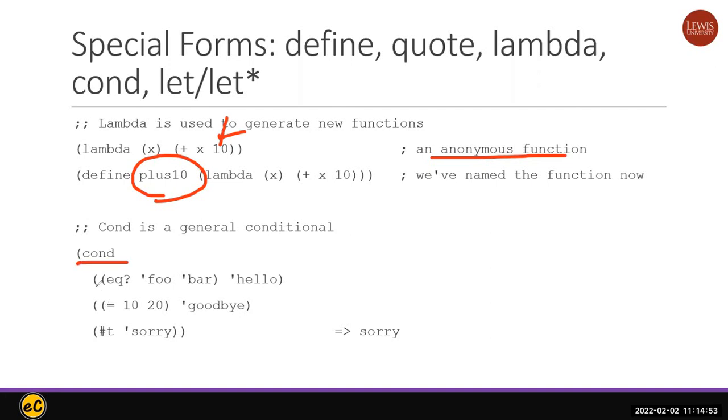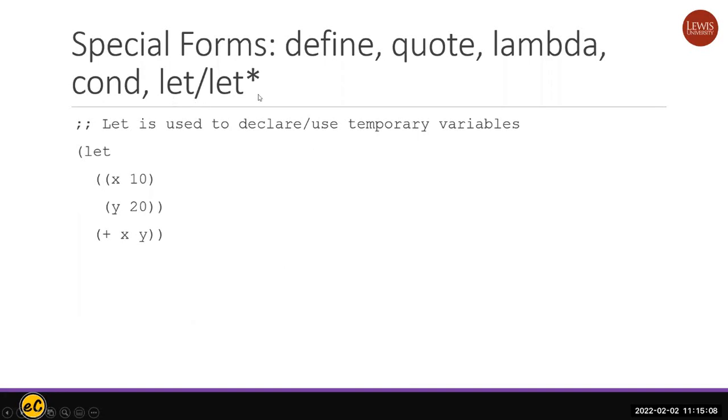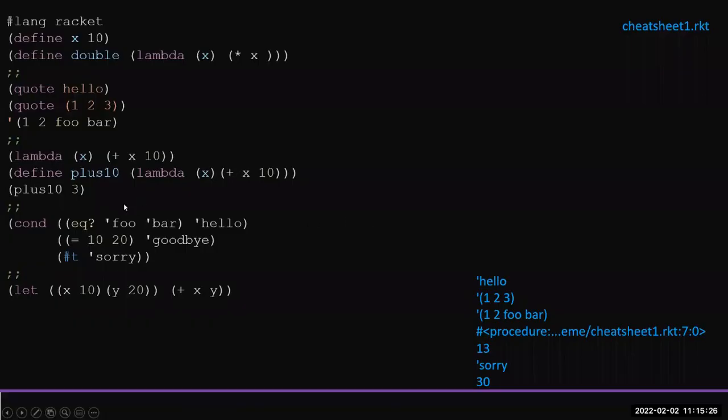Cond is a general conditional. So you have a condition and then you have a condition list. First condition and first return expression, second condition, second expression, something like that. Okay, let's continue. This one is binding, so here you have a binding list. You bind x equals 10, y equals 20, and then you use that to apply to this. That's the let operation: let, then binding list, and then expression. So this shows you the results of these different functions.